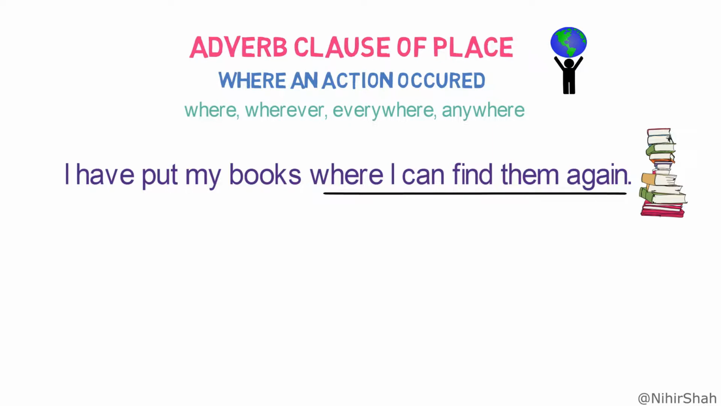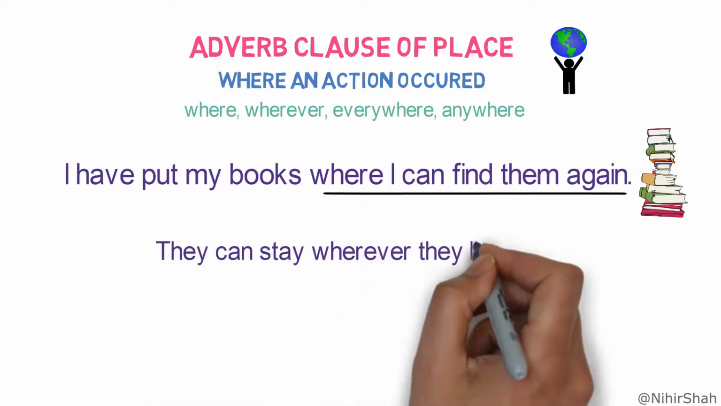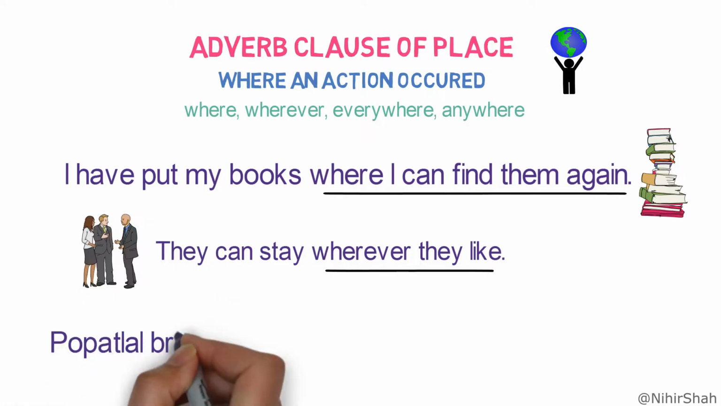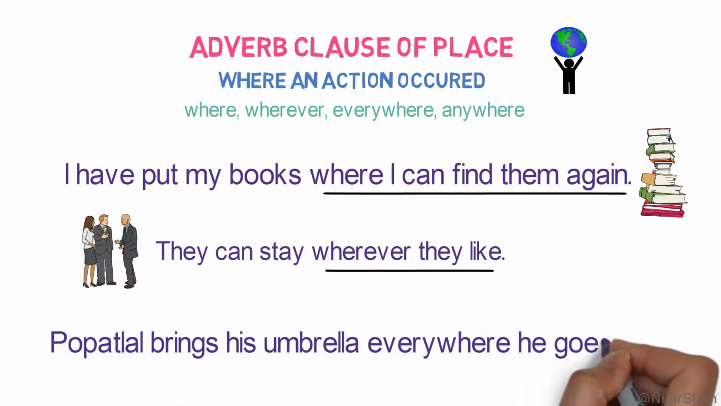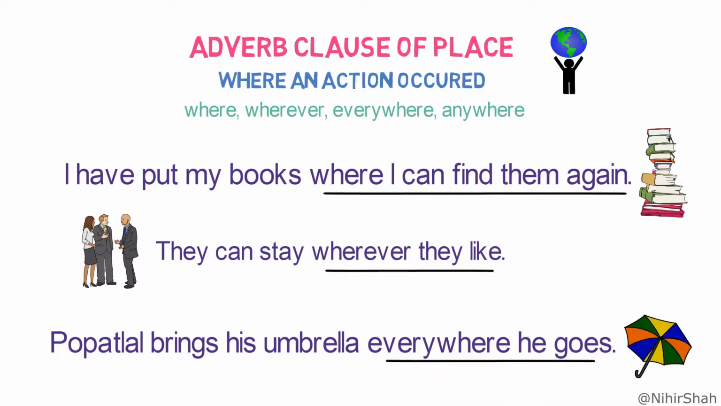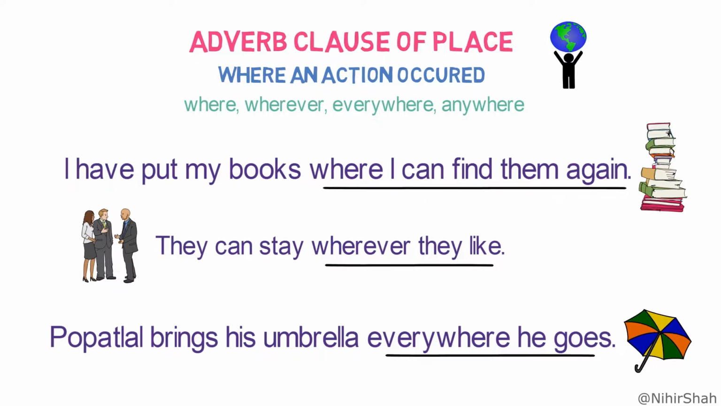Some more examples of adverb clause of place are, they can stay wherever they like. Here, wherever they like is an adverb clause of place. Popatlal brings his umbrella everywhere he goes. Here, the clause everywhere he goes is an adverb clause of place. Let's look into the next type of adverb clause.